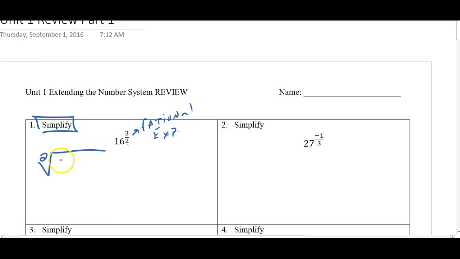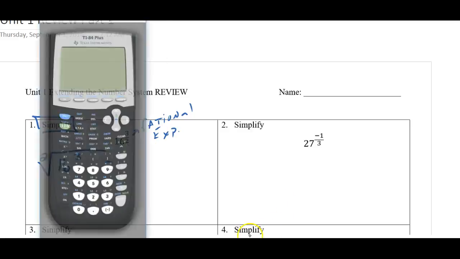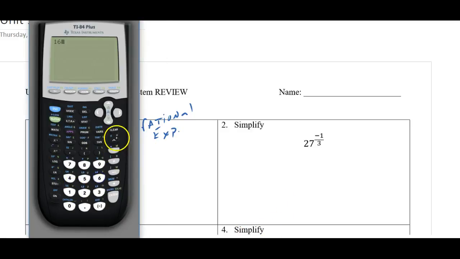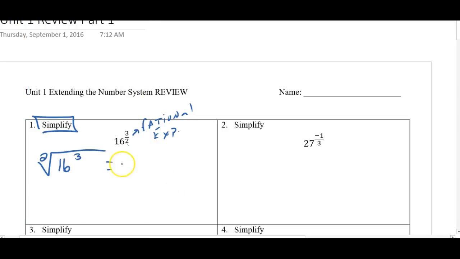Then I take the base, which is 16, and then I take it to the power of the numerator, cubed. Now, 16 cubed, we're going to use this in our calculator. 16 to the third power is 4,096. So I'm taking the square root of 4,096. From here, you can go through and try to do all the trees if you'd like to break it all the way down, and I'd love you guys to do that.